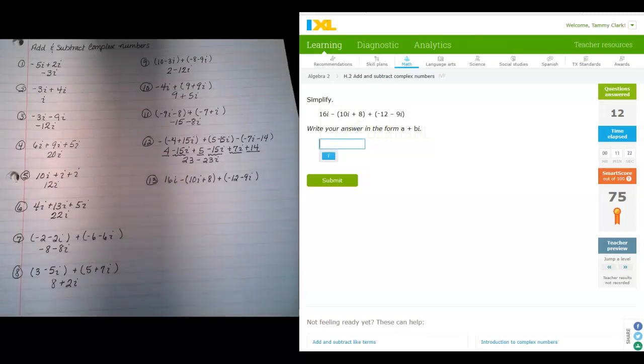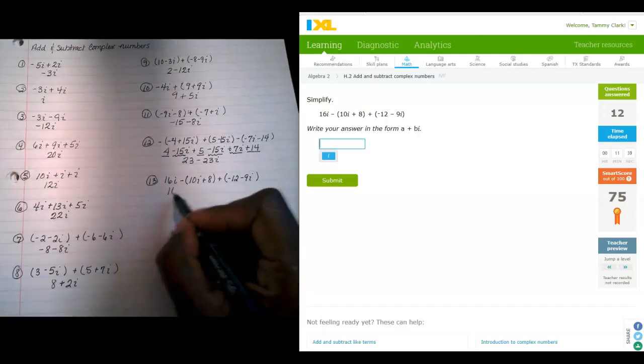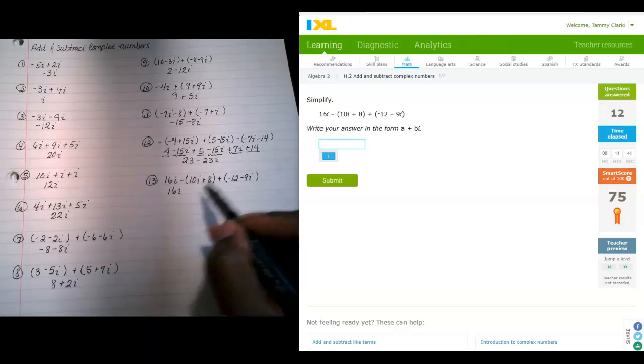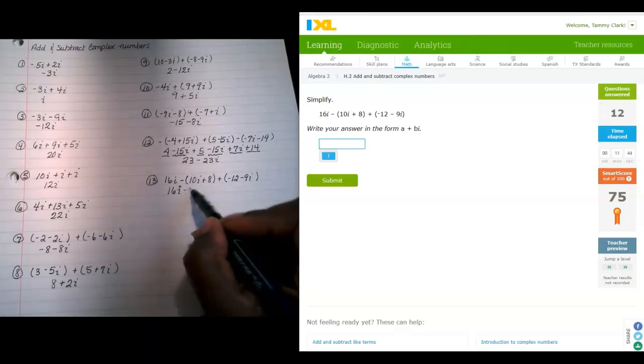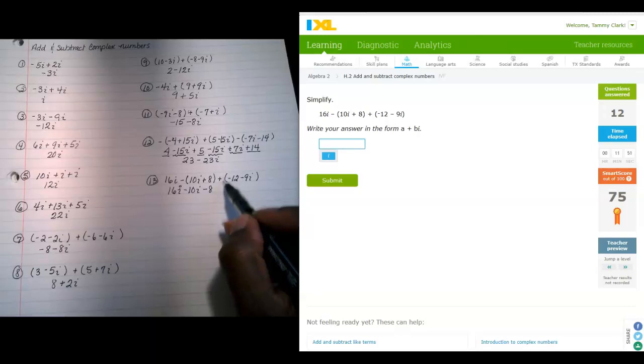Let's do our next one. All right, we've got 16i minus 10i plus 8, so it's almost like a binomial there, plus negative 12 minus 9i, another binomial. So we'll distribute as necessary. So we've got 16i, that stays the same. Well, negative 1 times 10i is negative 10i. Negative 1 times positive 8 is negative 8. And if we distribute a positive 1, this doesn't change anything, so we can just drop the parentheses.